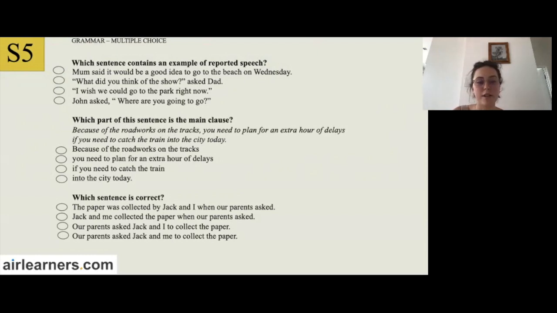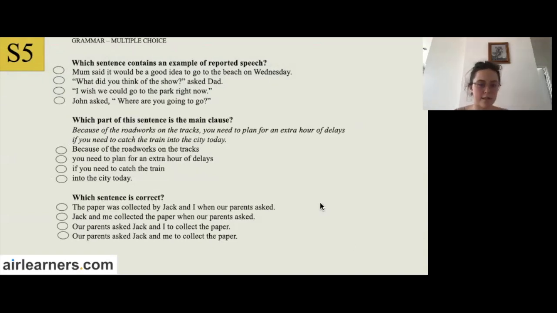Now, this is a tricky one if you don't know what reported speech is. Reported speech, as opposed to direct speech, is speech that is talked about indirectly, so it's not part of the sentence. Once we know this, we can see that speech is a part of this sentence, and this sentence. We've got our quotation marks in the last three sentences. It's not a part of the first sentence. It's being reported by someone. Mum's speech is reported by the speaker. So therefore, the answer is number 1.